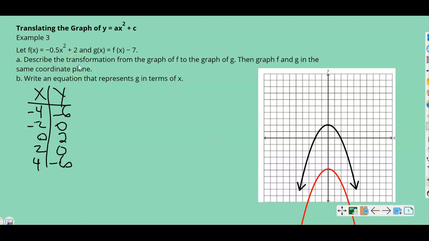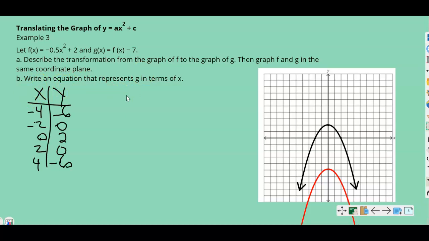It says to describe the translation. So the function g is of the form y equals f of x plus k, and k is -7 in this case. So the graph of g is a vertical translation of 7 units down. And that's your description. Then it says write an equation that represents g in terms of x.